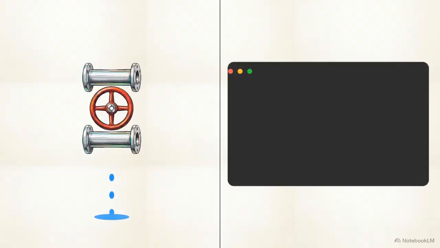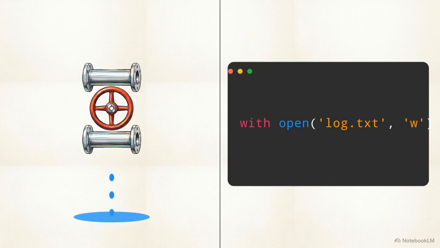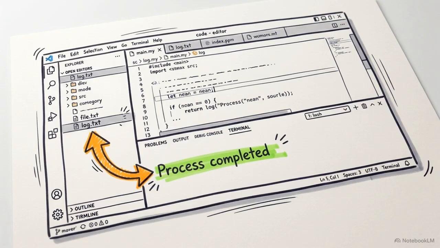Python prevents this using a context manager. We write with before open, followed by as file. When the indented block ends, the vault automatically seals shut, safely closing the file. Run this script, and you will see log.txt appear inside your project directory.